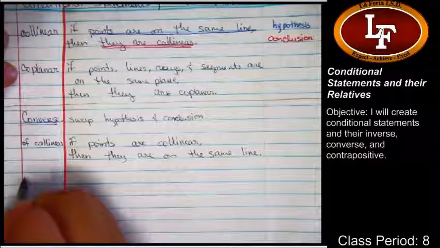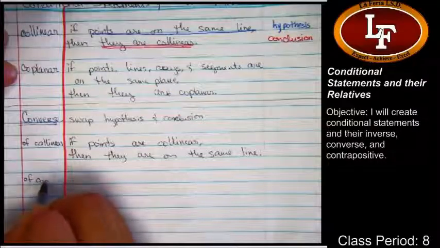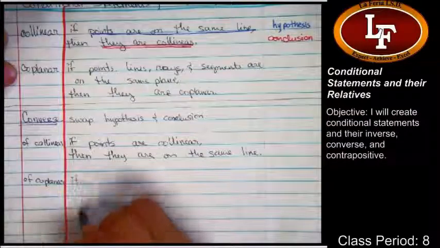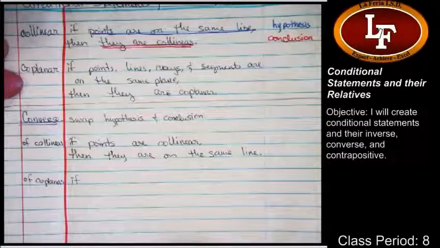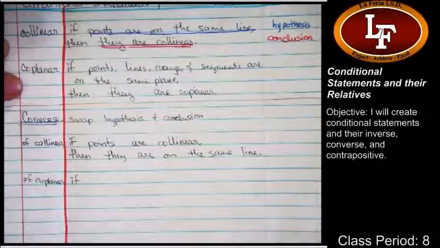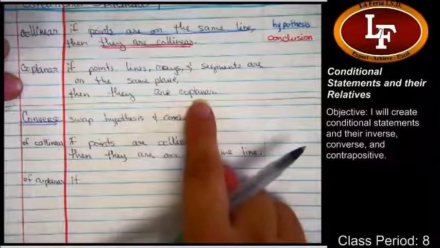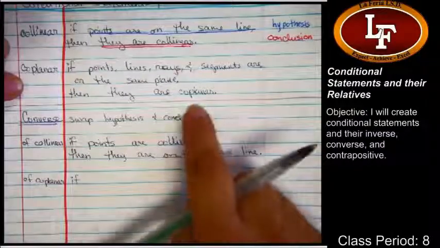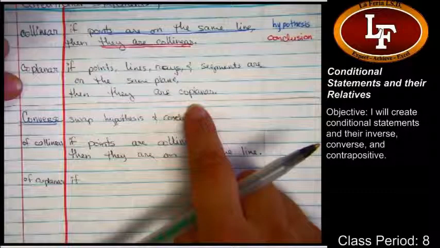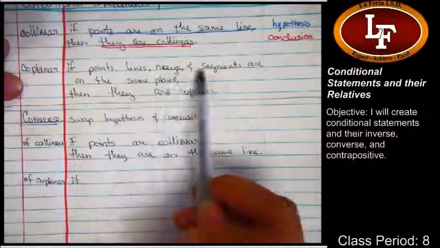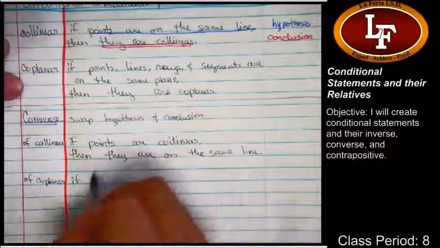Let's try it for coplanar. We're going to write the converse for coplanar. What was the original conclusion for coplanar? They are coplanar. You read for me the whole conditional, which is awesome, but I'm looking for just the conclusion. It's they are coplanar. So if what are coplanar? Points, lines, rays, and segments. Okay? So we're going to write all that.